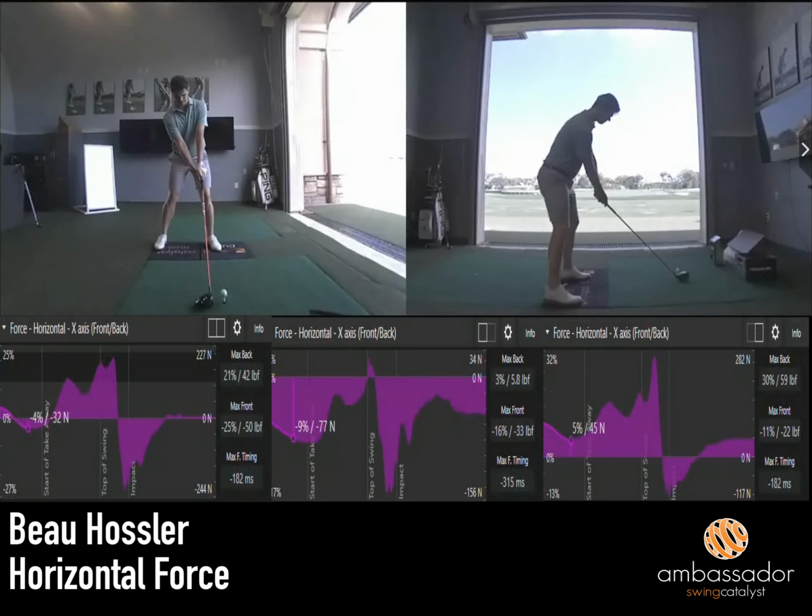Okay, so let's start with a player that a lot of you guys might be familiar with. Here we have Beau Hossler. Beau is pretty reliant on horizontal force, as we can see here in relation to the PGA Tour average. He is near the top end of average for this combined horizontal force.